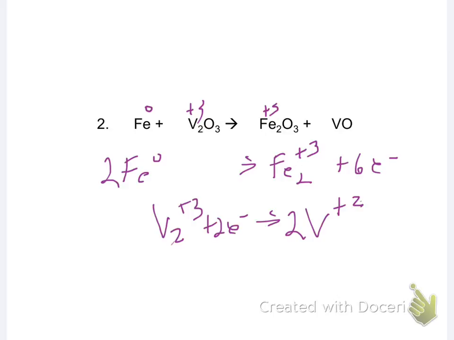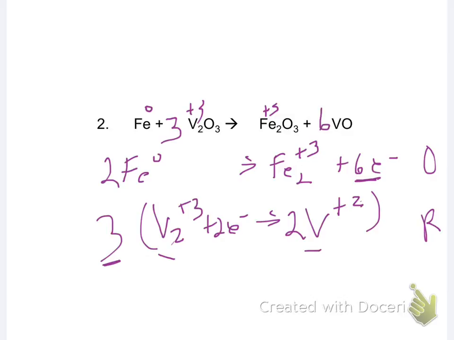Okay, so first of all, what's been reduced is my vanadium. It went from a +3 to a +2, so that's reduced. And my iron was oxidized. I have 6 electrons being lost, so I need to multiply this times 3 to get the electrons lost and gained to be the same. Alright, so now I can raise my coefficients. This is going to be in front of the vanadium. And 3 times 2 is 6 here.